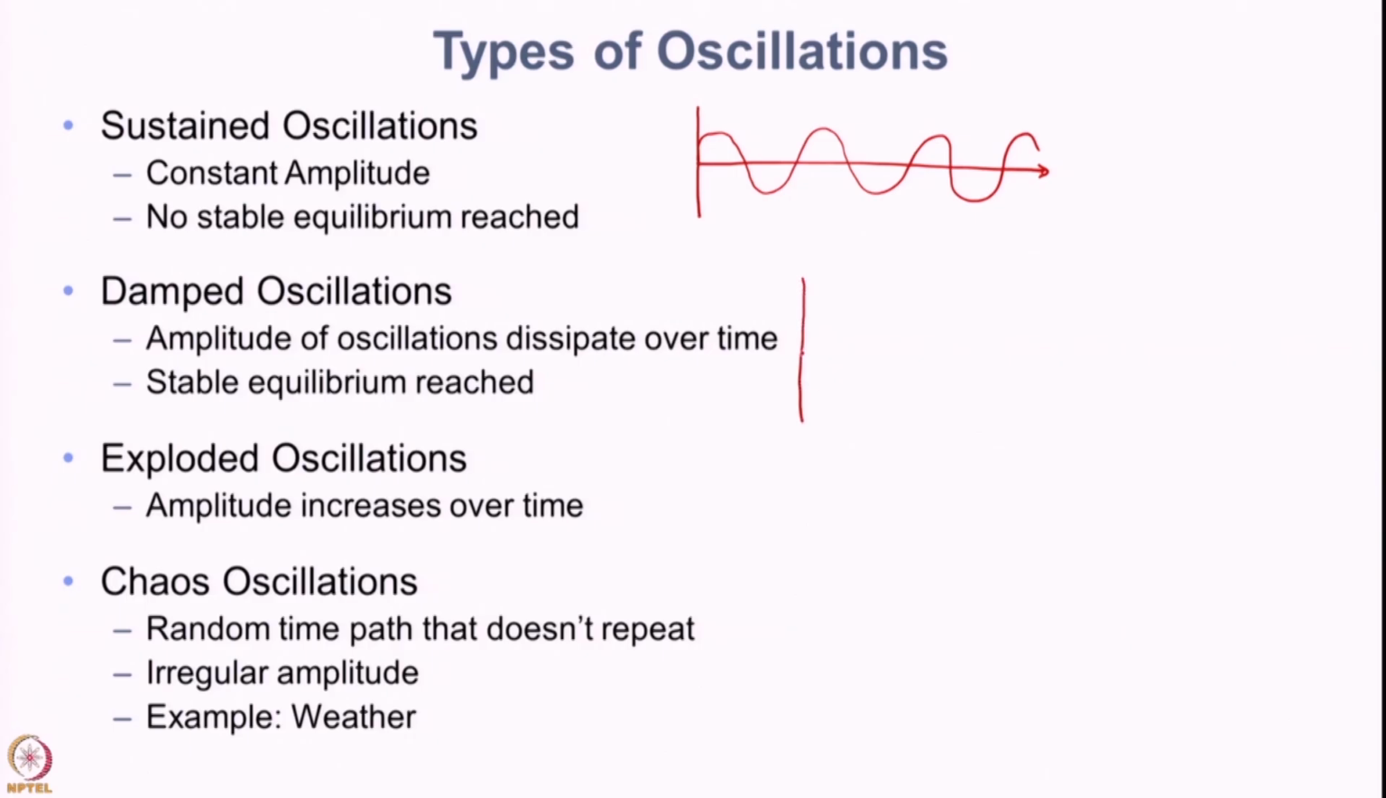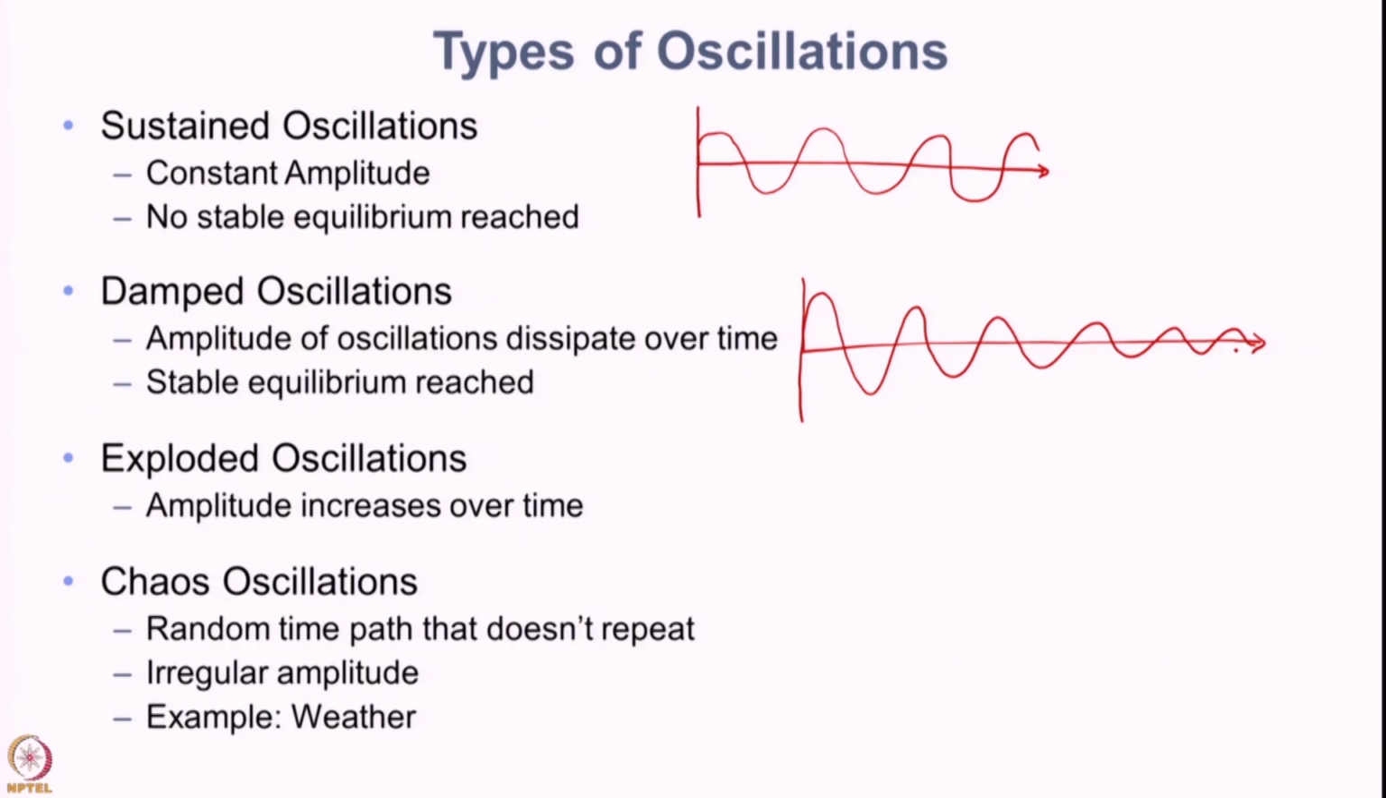We can also have damped oscillations. The amplitude of oscillations dissipates over time and a stable equilibrium is reached. An example of that behavior would be something like this, where over a long period of time the system is going to converge to some steady state or stable equilibrium value.